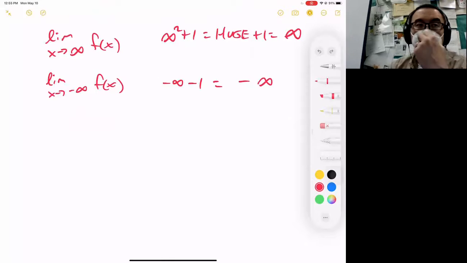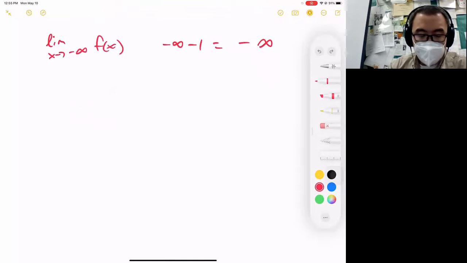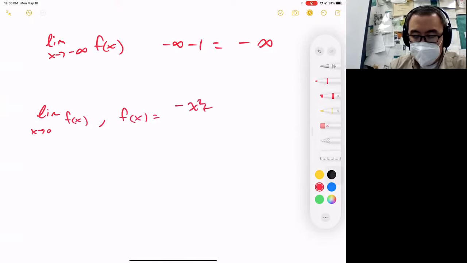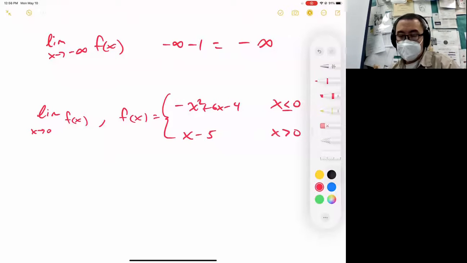Now, that seems not terribly hard, right? Well, let's give us another example here. What if the limit as x approaches 0 of f of x? Let's see what happens to this. Here's f of x. F of x is made up of an equation, negative x squared plus 6x minus 4, and x minus 5, when x is less than 0 and x is greater than 0. So here's our piecewise function. We see that 0 is where everything changed, right? 0 is when everything changed.